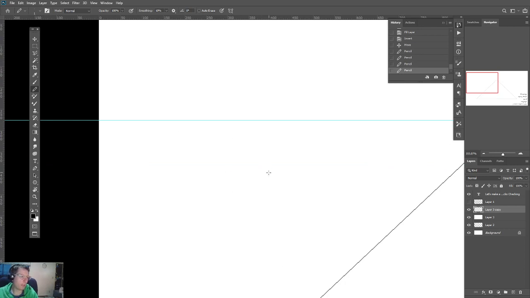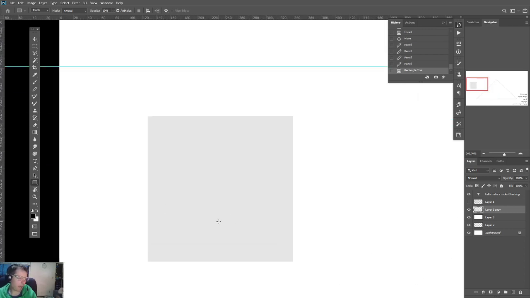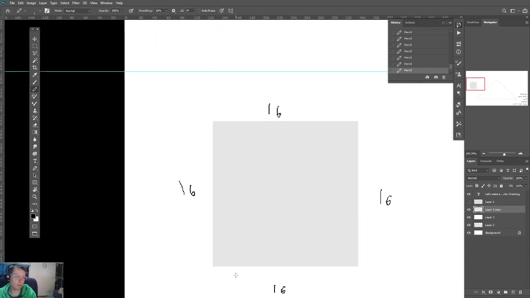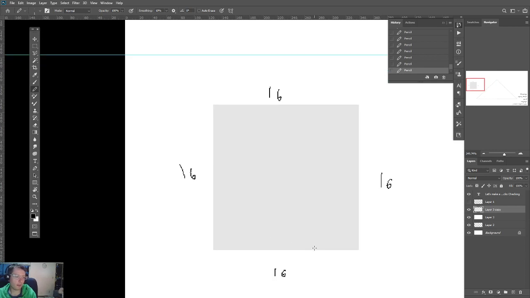So, given a perfect square, you have a couple of things that happen. Number one, every side is identical in length. So this side is 16, this side is 16, this side is 16, this side is 16. 16 what? 16 inches, 16 feet, who knows? Doesn't really matter. This gives us a couple of helpful things. For instance, if I cut the diagonals of this square, you will get the exact center point.